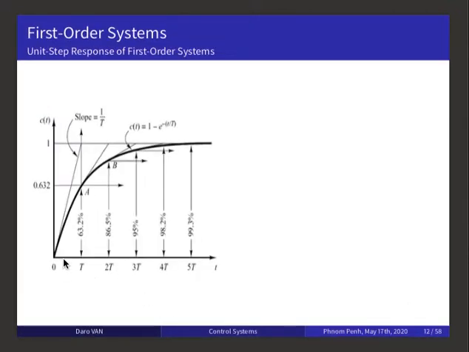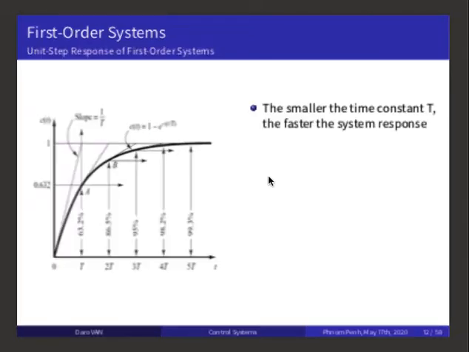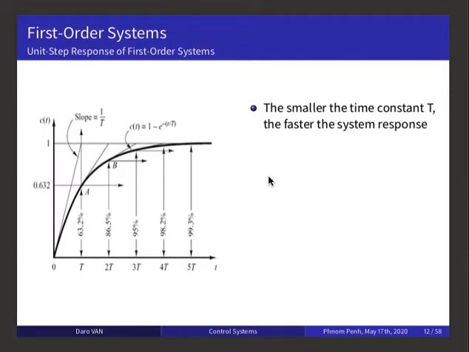And this is the graph of Ct equals 1 minus e to the power of minus t over capital T. At t equal to 0, this is the slope, 1 over T. As you can see from the graph, the smaller the time constant T, the faster the system responds.